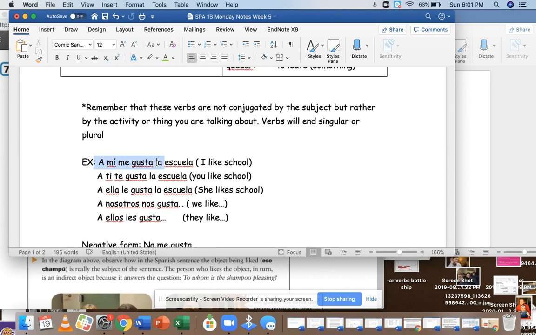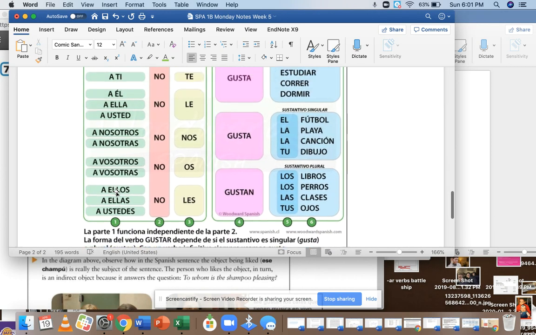We remember how to use gustar, right? We would not say me gusto. We don't conjugate gustar like a regular AR verb, as, a, amos, an. We conjugate it the way that we have learned prior to this year. So a mí me gusta la escuela, a ti te gusta la escuela, you like school. We have this down here.